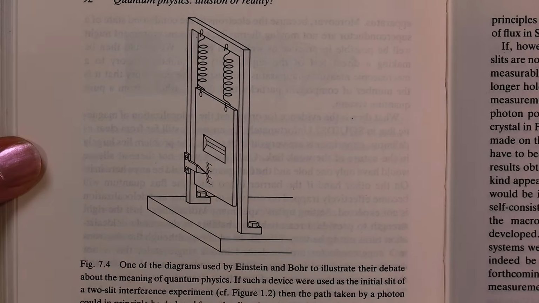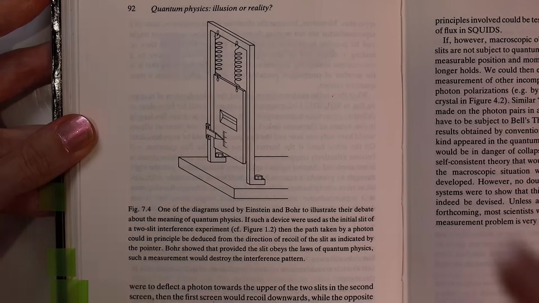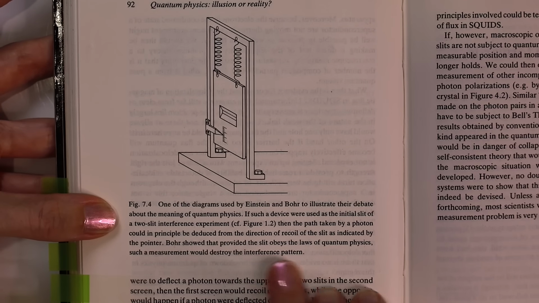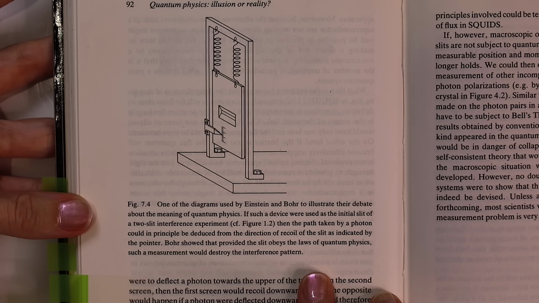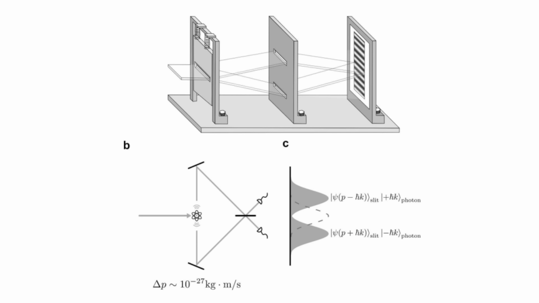The caption says that the path taken by a photon could in principle be deduced from the direction of recoil of the slit, as indicated by the pointer. But Bohr showed that provided the slit obeys the laws of quantum physics, such a measurement would destroy the interference pattern. This one is again just a thought experiment and not a real physical device, but there have been some recent physics experiments that are a kind of recreation of this idea, including this paper, which was using a single atom in an optical tweezer as the movable slit.